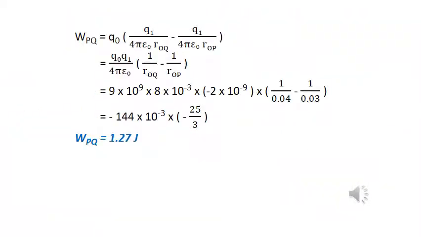Now putting the values of VQ and VP, we get WPQ is equal to Q naught Q1 by 4 pi epsilon naught R OQ minus Q1 upon 4 pi epsilon naught R OP. Here Q1 by 4 pi epsilon naught is common, so it will be out of the bracket, and by putting all the values and solving the equation, we get work done is equal to 1.27 joule.